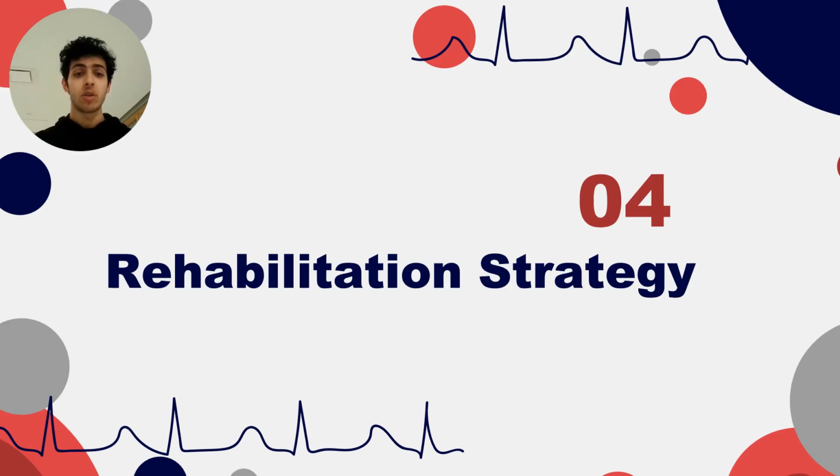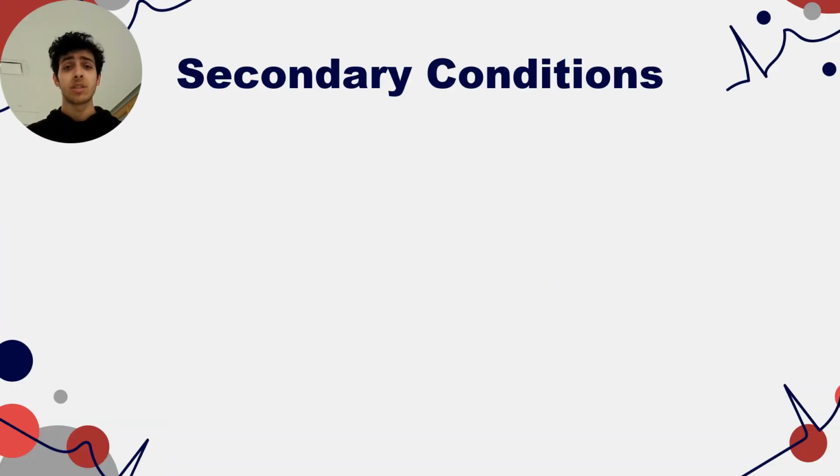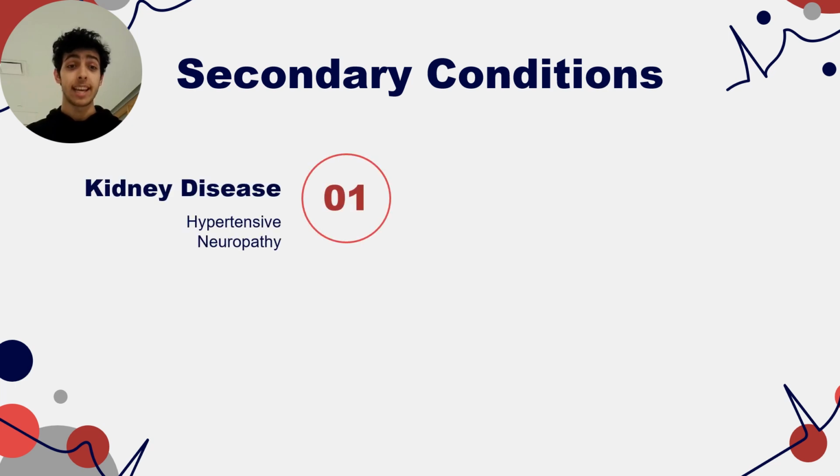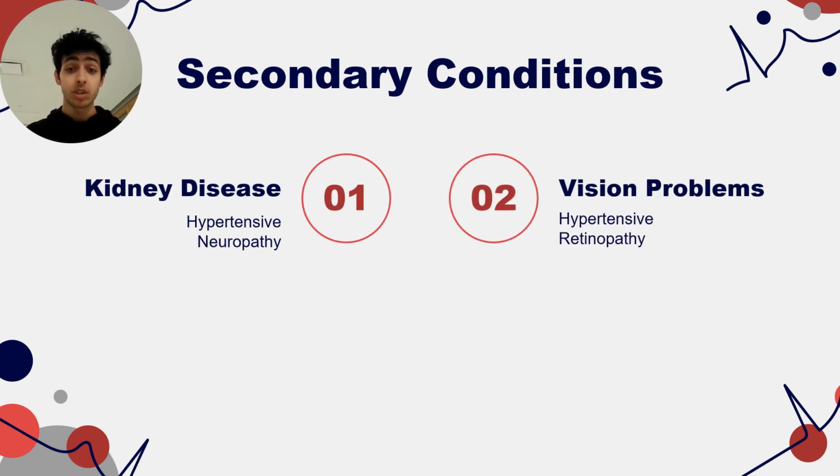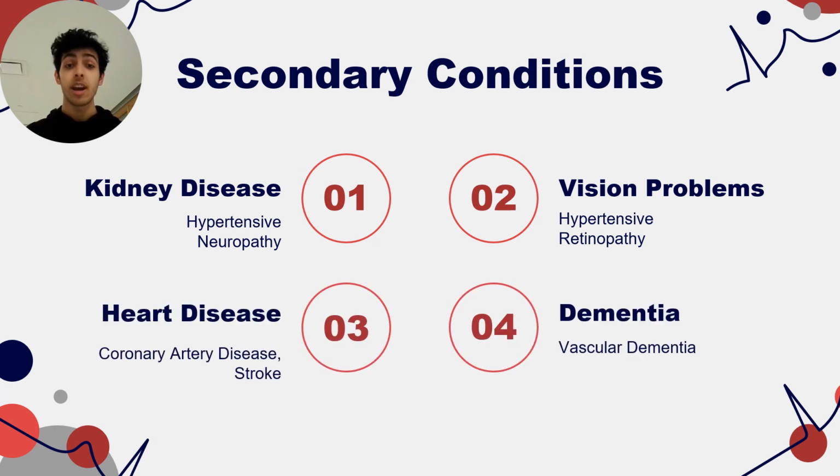Now we are going to move on to some rehabilitation strategies for people that have hypertension. Let us start with some secondary conditions that can occur. The one we will focus on the most is kidney disease, but other secondary conditions that can occur from hypertension include vision problems, heart disease, and even dementia.